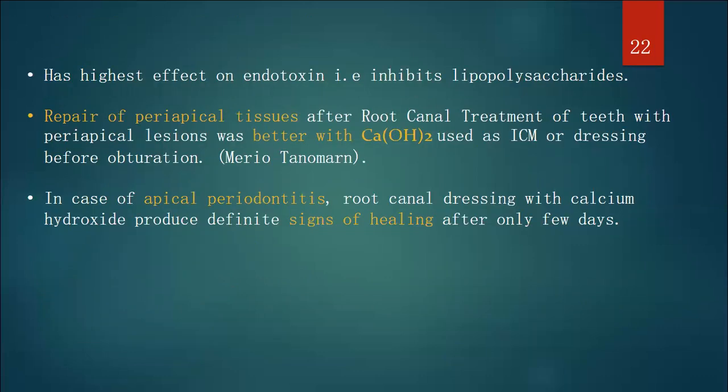It has the highest effect on endotoxin, that is, it inhibits lipopolysaccharides. Repair of the periapical tissues after root canal treatment of teeth with periapical lesions was better with calcium hydroxide used as an intracanal medicament or dressing before obturation, as shown by Tanomaru. In cases of apical periodontitis, root canal dressing with calcium hydroxide produced definite signs of healing after only a few days.